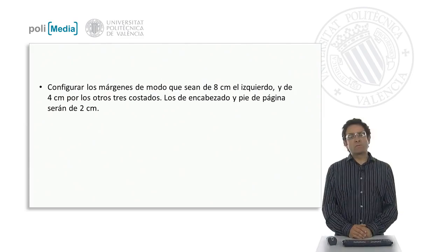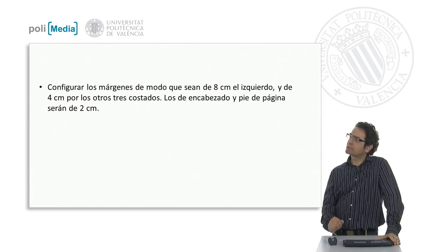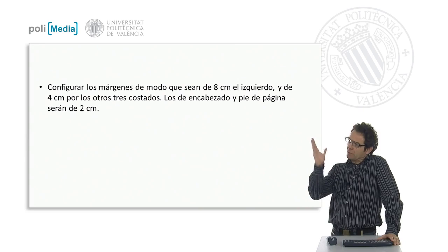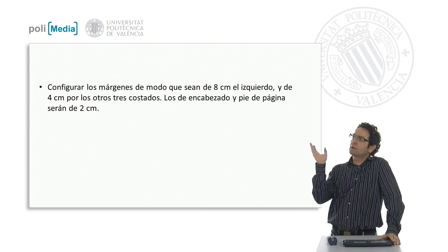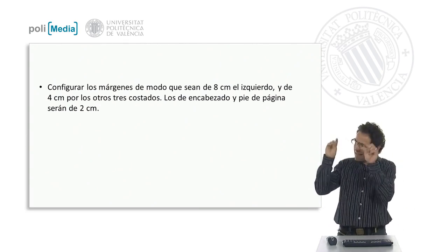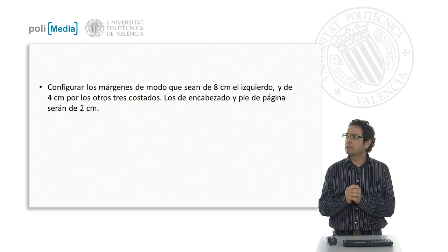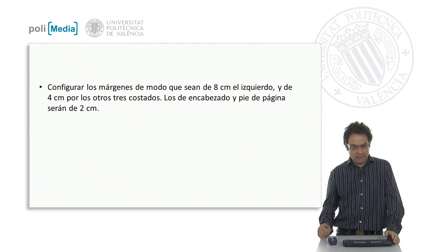The exercise tells us to set the margins of our spreadsheet as it will be printed out on paper, in such a way that it has a left margin of 8 centimeters, larger than the other margins, which are set at 4 centimeters. And the distance between the header and footer be set at 2 because it is the part that separates the footer and the header of the printed area.